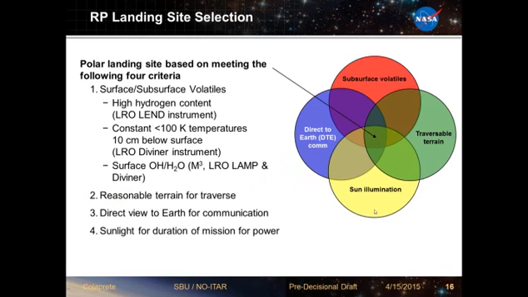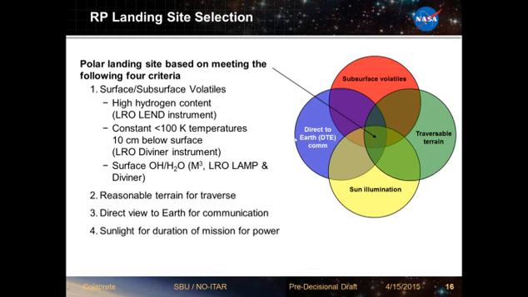What that translates to is a Venn diagram similar to this here, where you have traversable terrain, the potential for volatiles. Being able to talk direct to Earth, that was a key requirement that comes out of design trade, not necessarily a level 1 requirement. And sun illumination, again, that comes out of design trade. These two allow for an affordable mission, i.e. no relay comm satellites or nuclear power plants.